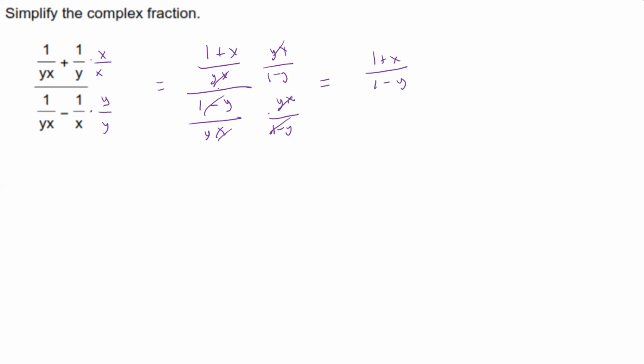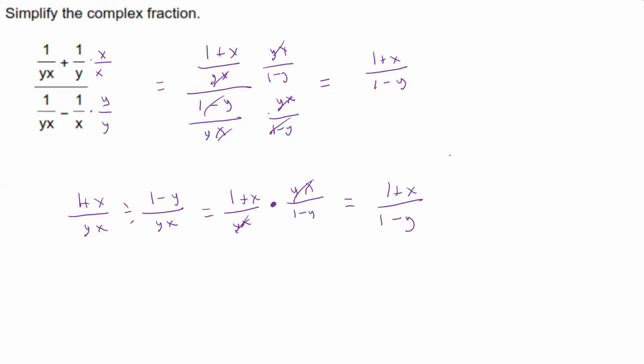Now, as long as we're able to get to this point, we could also rewrite it instead as 1 plus x over yx divided by 1 minus y over yx. Then we change it to 1 plus x over yx times, that's a times, yx over 1 minus y. And this cancels this, and we get 1 plus x over 1 minus y, which again is the same as what we got before.